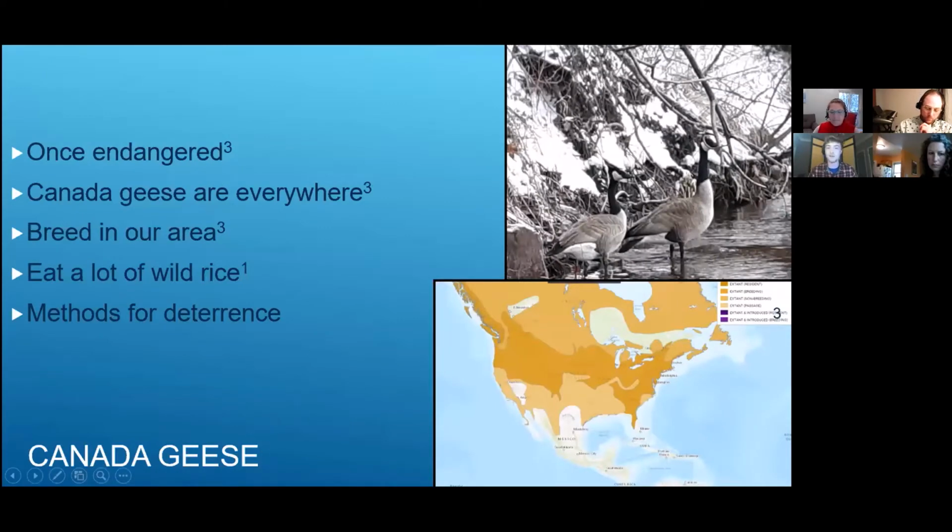So I'll talk about Canada geese as well, I guess. They were once endangered in our area, but in more recent years, they have been far more abundant. If you look over here on this graph, you can see we're in the breeding range of Canada geese. And I think in the 2013 Fish and Wildlife Report, it says that there were around 5 million breeding geese around 2013. So now there's probably plenty more.